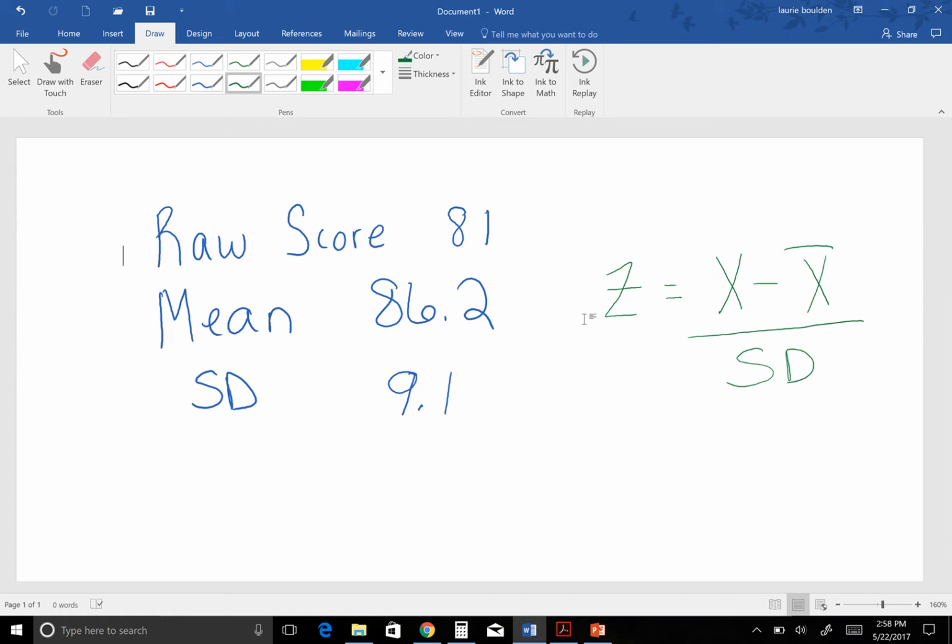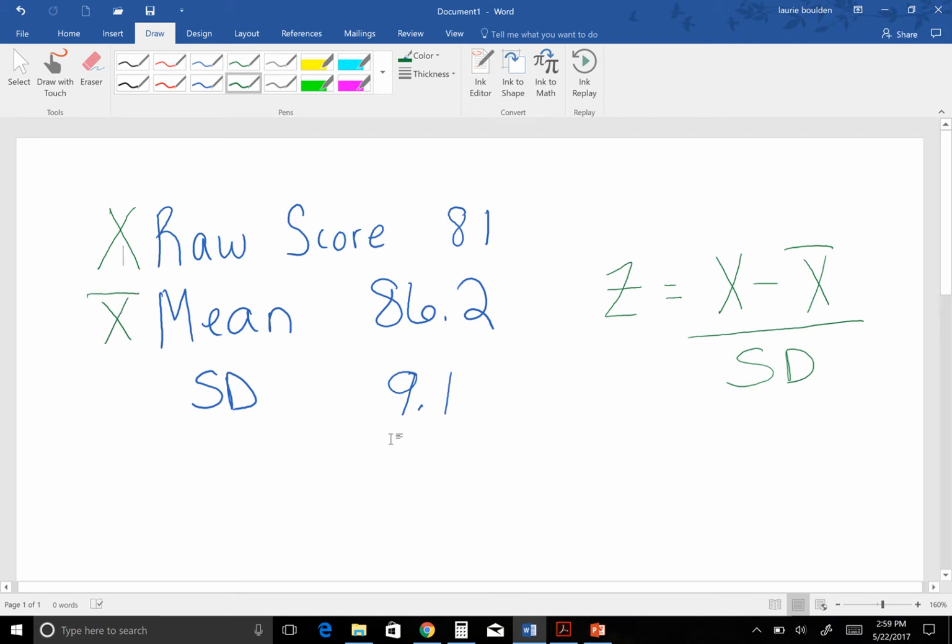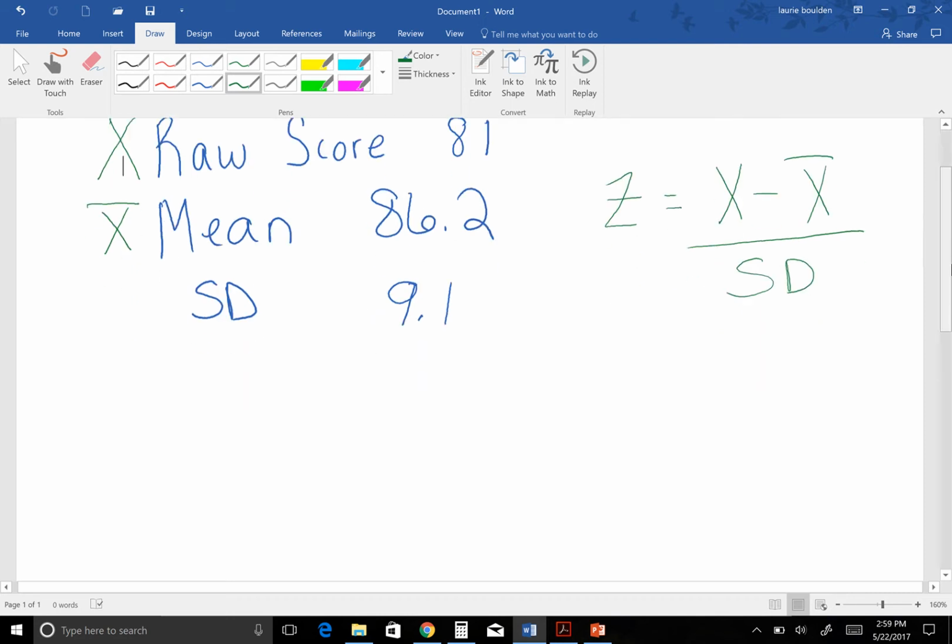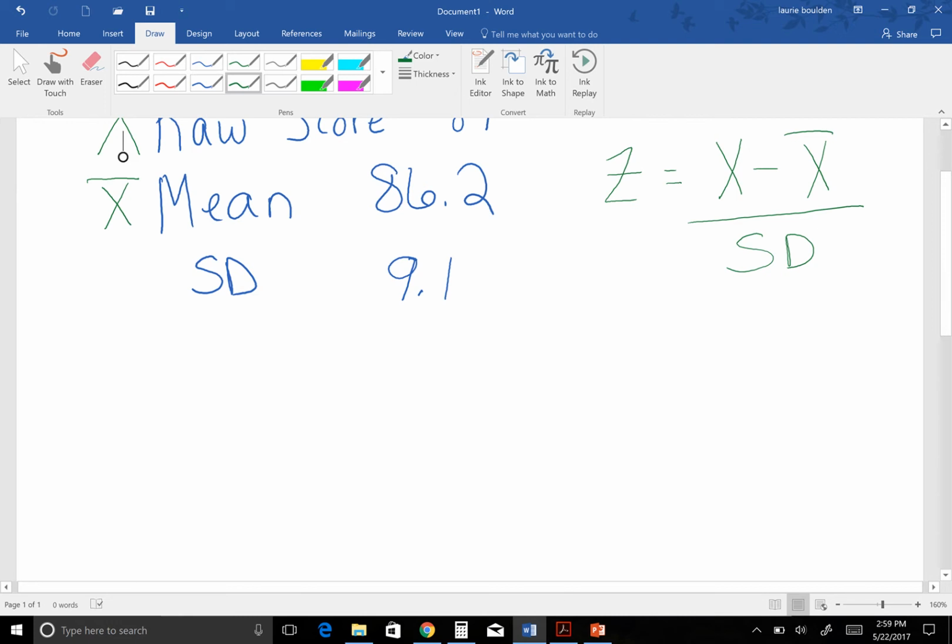Alright, so what you'll see here, pretty much you need a raw score, the mean of a set of scores, and then the standard deviation of those scores from the mean. So in our equation, the raw score is the x. The mean score is identified as x with a straight line over it. And then we have the standard deviation.